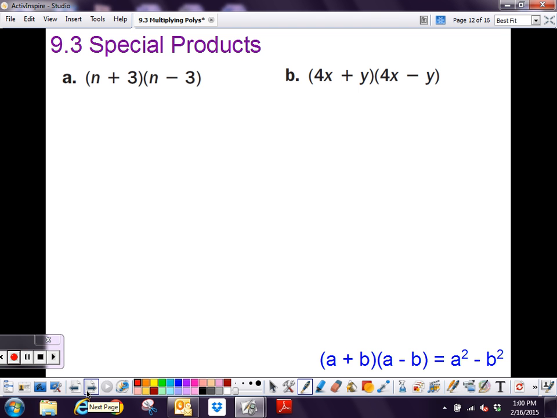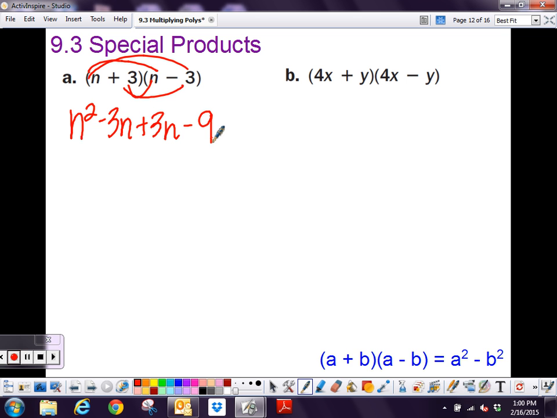Okay, let's look at this. So again, we just have a binomial times a binomial. It's just that the answers here come out to look a little bit different. So I have n times n, so that's n squared. n times negative 3, so that's minus 3n. 3 times n, so that's plus 3n. And then 3 times negative 3. Please do not subtract those. Remember that we are still multiplying. So that's a negative 9.